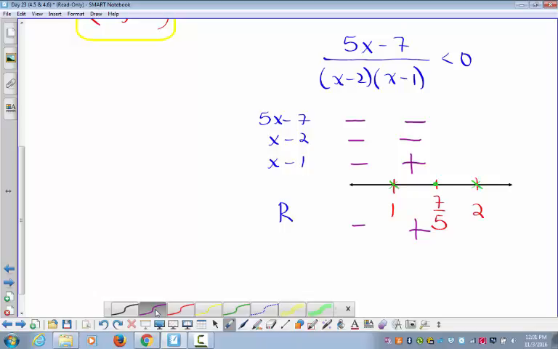Then we have to pick a number between 7/5 and 10/5. So let's pick 8/5. Plug in 8 over 5 right there. The 5's cancel. 8 minus 7 is positive. 8 over 5 is 1 3/5. 1 3/5 minus 2 is negative. 1 3/5 minus 1 is positive. And then out to the right, all three of those factors will be positive.